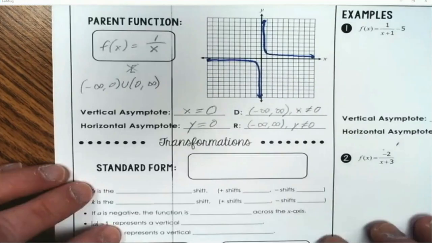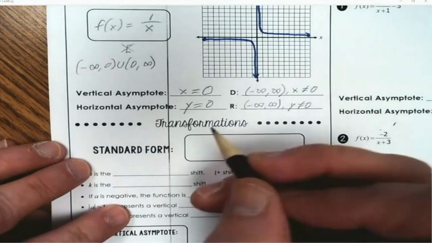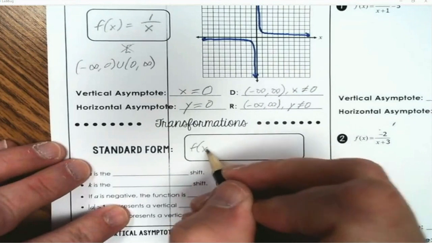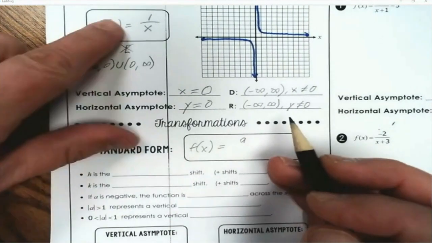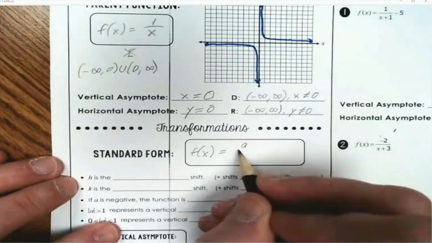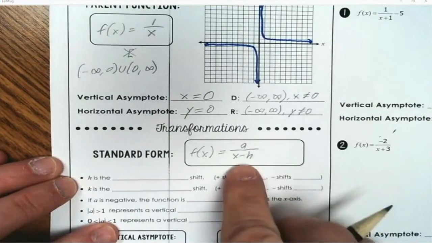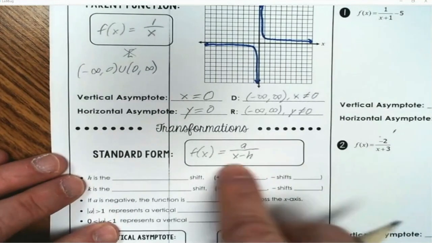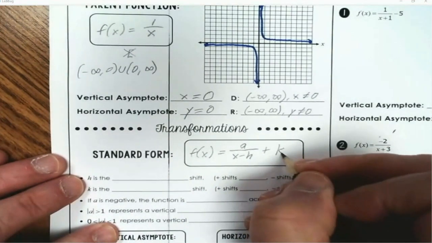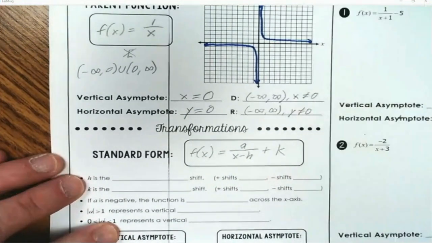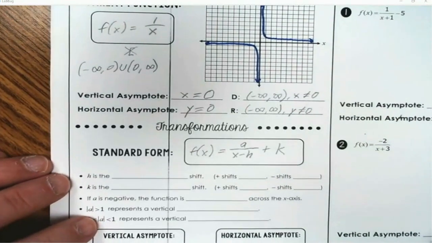So let's look at what the standard form of the reciprocal function looks like. f of x, it could be any number. It doesn't have to be 1 on top. It could be any number. We'll just call it a over x minus h, because h will affect left and right. And then plus k. k will move it up and down, whether k is positive or negative. So let's look at that.